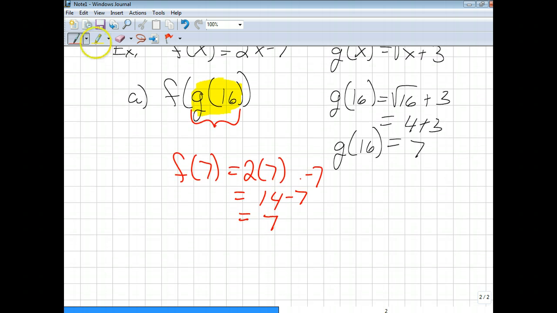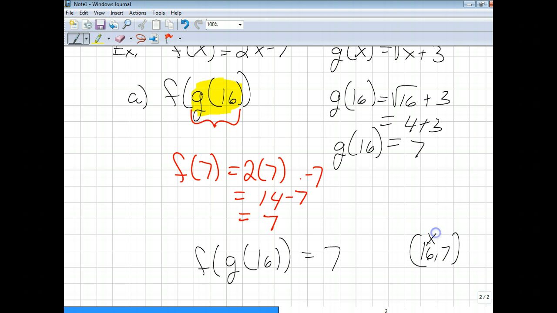So the answer is f of g of 16 equals 7. And if I was going to graph that, it would be the ordered pair (16, 7). So this is the x value that I had, and this is the final y value that I got. Okay, so this is our solution.